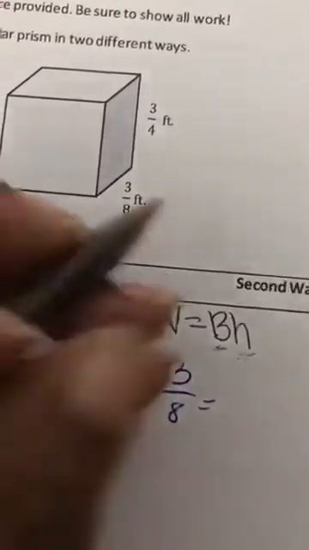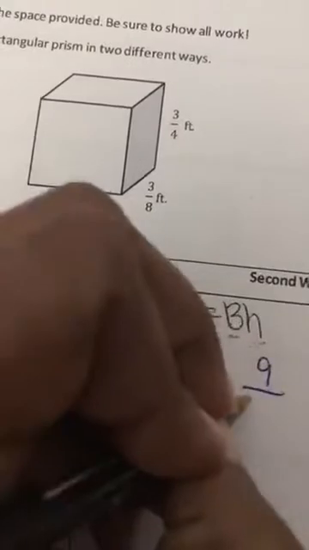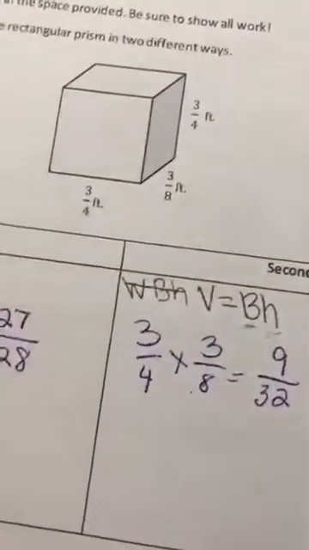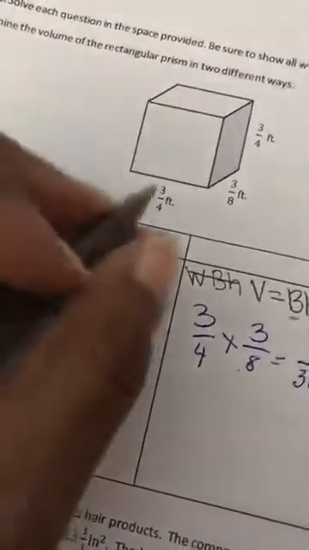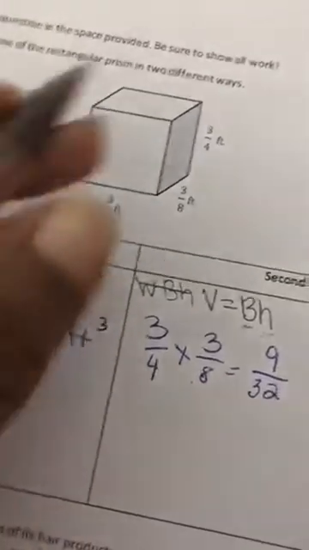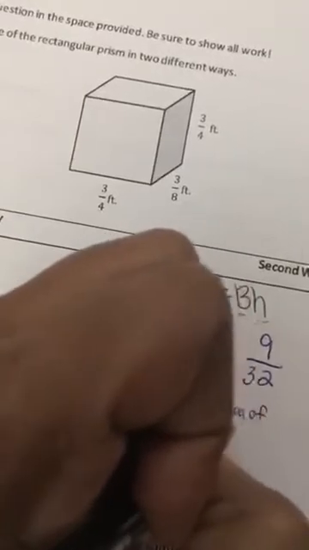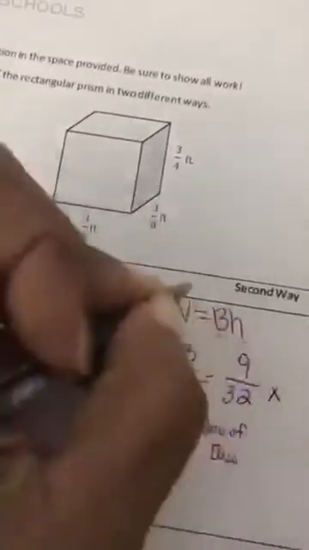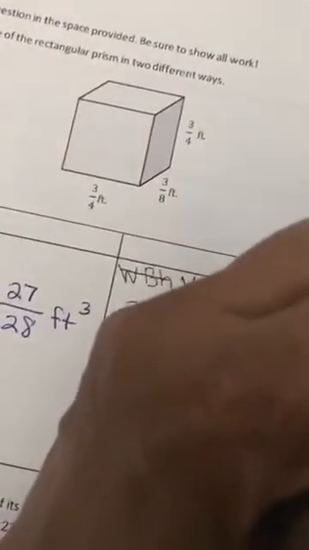3 times 3 is 9. 4 times 8 is 32. And that would be feet squared, but I'm going to put my units in at the very end. Then we multiply, so I'm going to put little parentheses, area of base, times the height. We multiply 9 times 3, we get 27. 32 times 4, we get 128. Our unit is feet cubed.